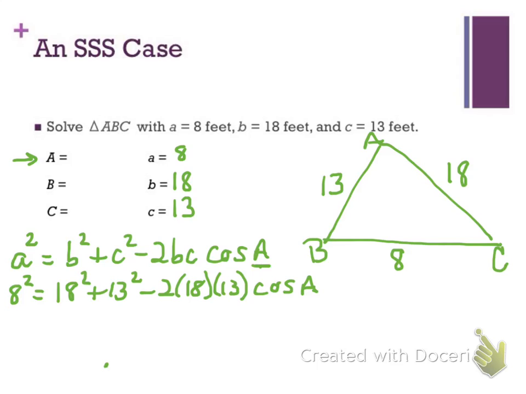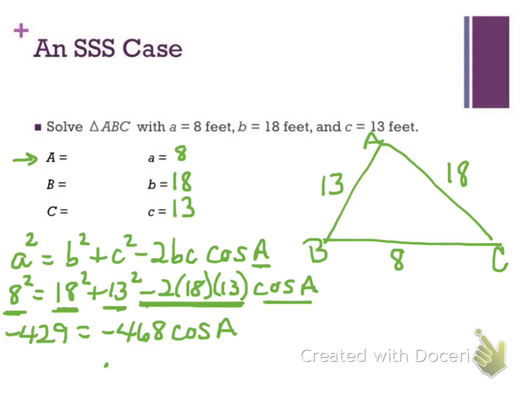Now when we go to solve this, your first step is going to be to take your 8 squared and subtract the 18 squared and the 13 squared. But that's it. Only go that far in your first step. And that's going to give you a negative 429. Then you're going to evaluate what the 2 times 18 times 13 is and keep that out in front of cosine A. And that's going to be a negative 468 cosine A.